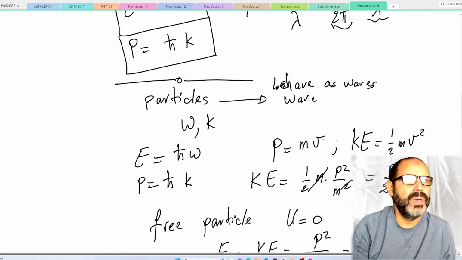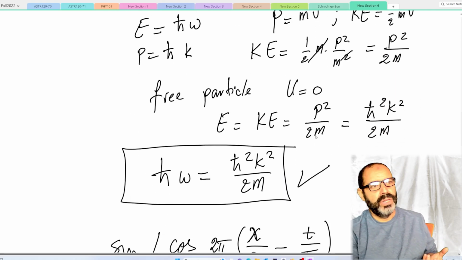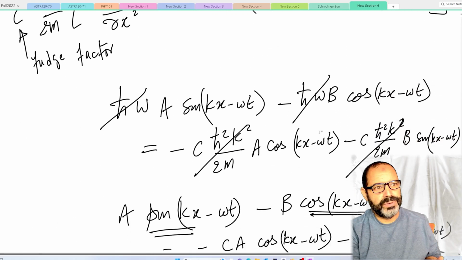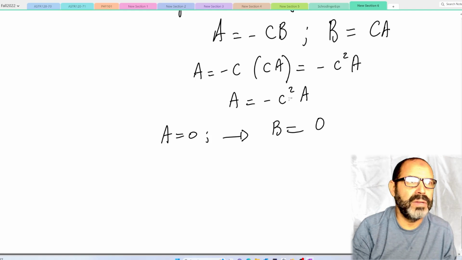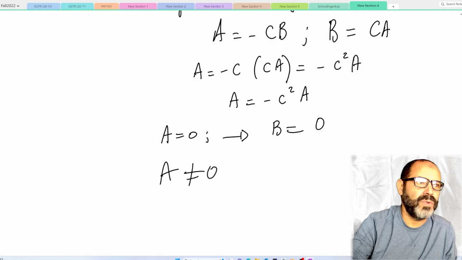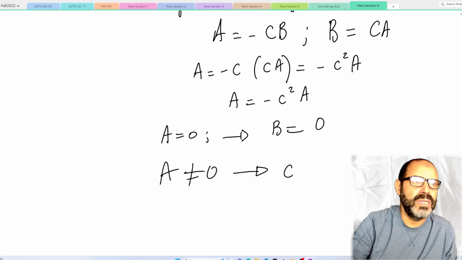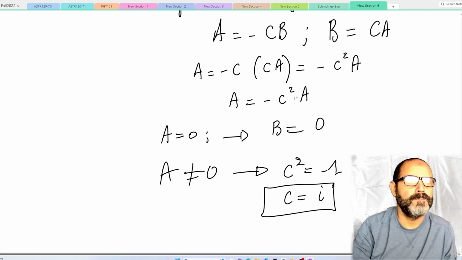We fail to describe, for example, the double slit experiment for the electron. Therefore, this cannot be true. A cannot be 0. And by the way, B also cannot be 0. If B is 0, so is A too. So it's the same thing. Neither of them can be 0. So the only thing is C squared must be negative 1, which means that C is simply equal to i. So that's what we are left with.